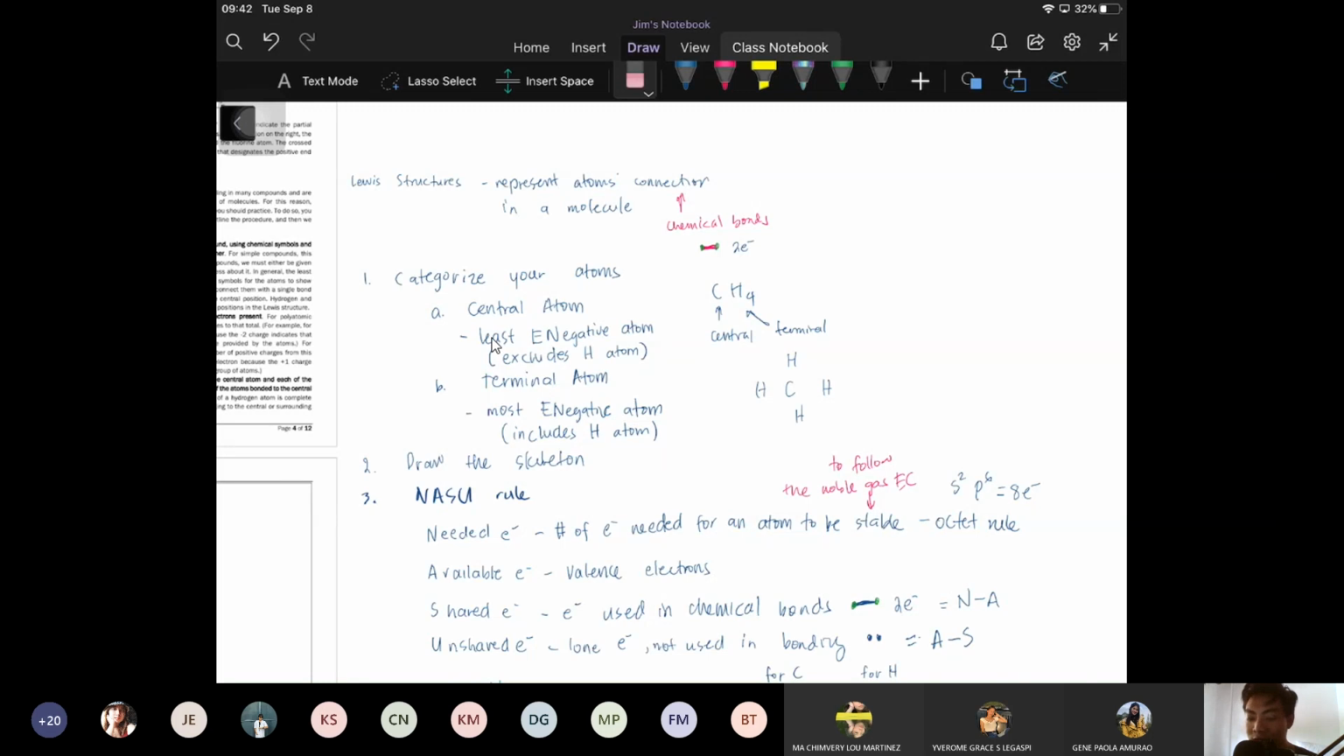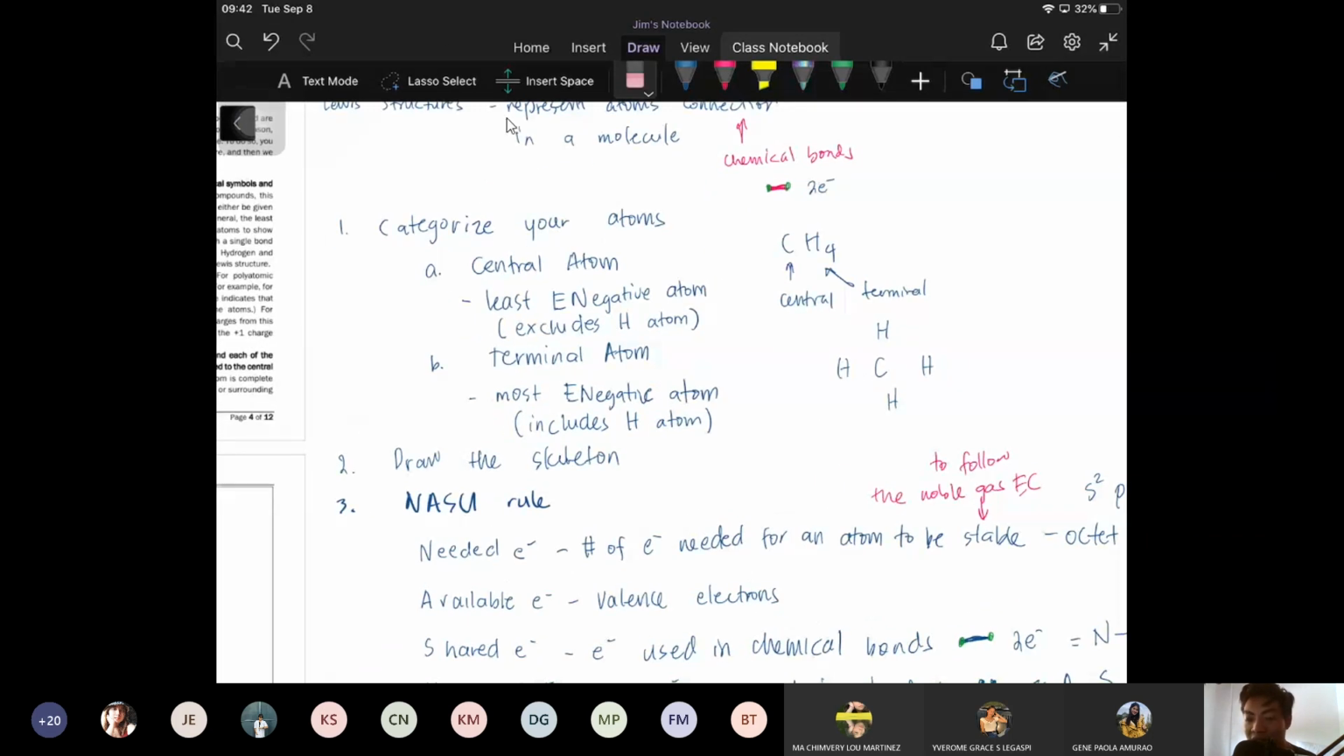So, in drawing Lewis structures, we just have three rules. Actually, apat siya. The first rule is for you to categorize your atoms. Central atom will be the least electronegative, excluding hydrogen. And the terminal atom will be the most electronegative, including hydrogen. Again, hydrogen can also serve as a terminal atom. Pwede dumugtong yung hydrogen sa oxygen. Pwede yon, no? Kaya may hydrogen bonding. Okay? Then, after assigning your categories, you draw the skeleton.